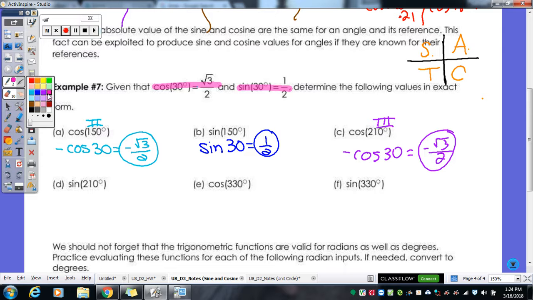So again, our next one, D, we're still working with 210, so we're still in the third quadrant, and sine is positive or negative? Negative, so it's the same as negative sine of 30. So negative 1/2.